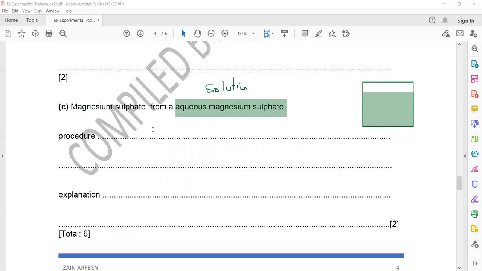So you can use evaporation or you can use crystallization. Evaporation or crystallization can be used to separate. And why will this procedure work? You can mention evaporation or crystallization. And what is the reason why this procedure will work? Because the salt or solute is soluble.